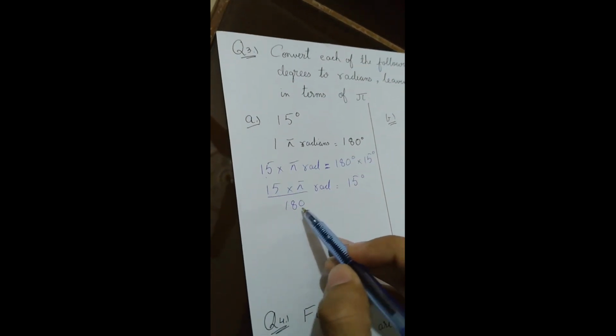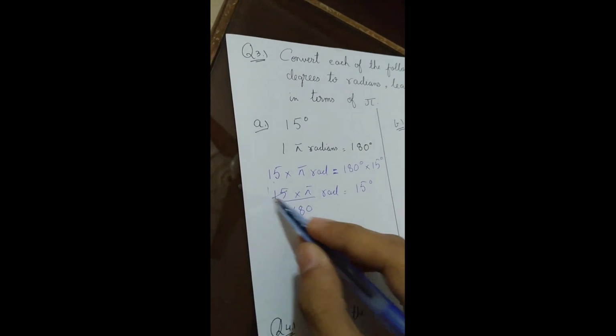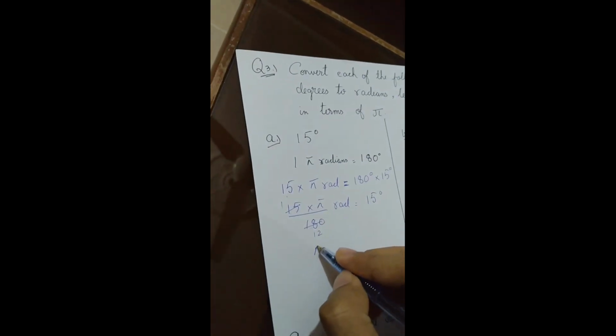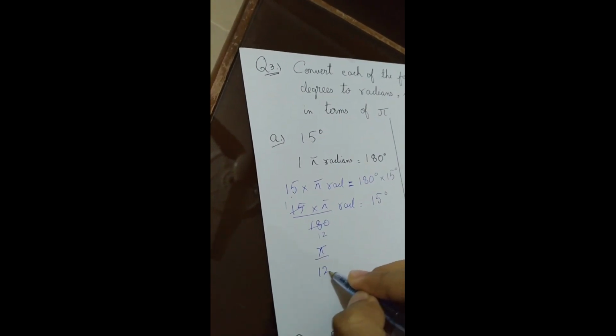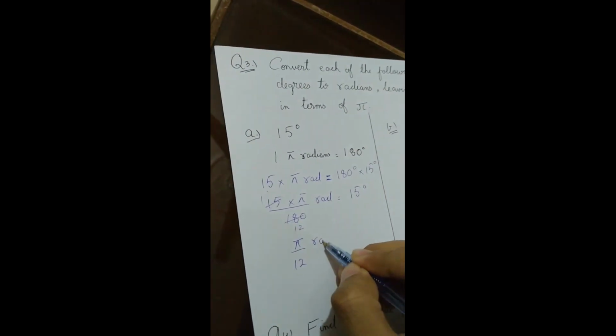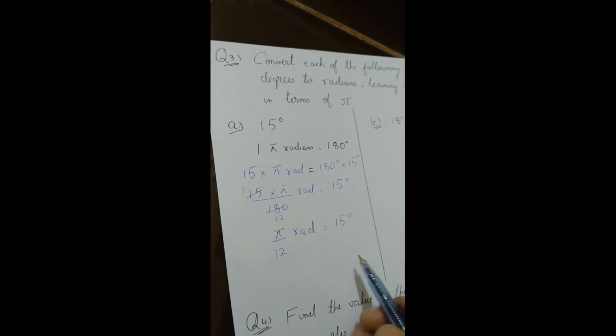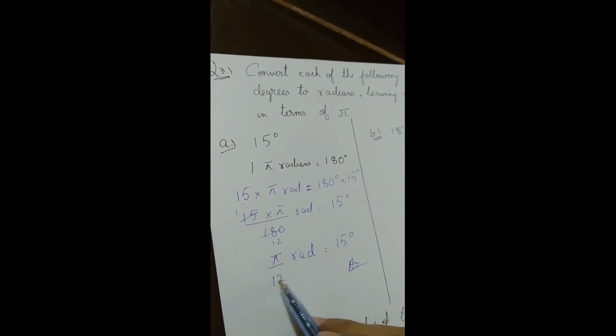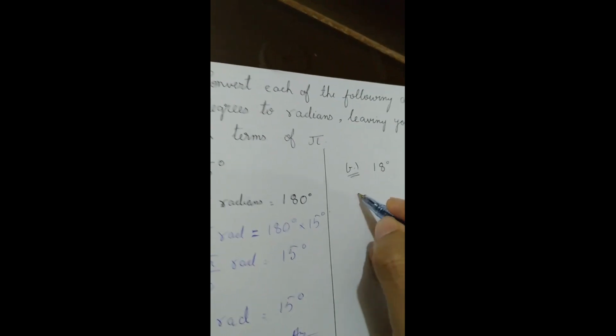Now I can simplify this. 15 upon 180: 15 times 12 is 180. So what is left? Pi by 12 in radians equals 15 degrees. This is our answer: 15 degrees equals pi by 12 in radians. Very simple question. Now similarly I have part B here. Very easy. We will do the same solution here.